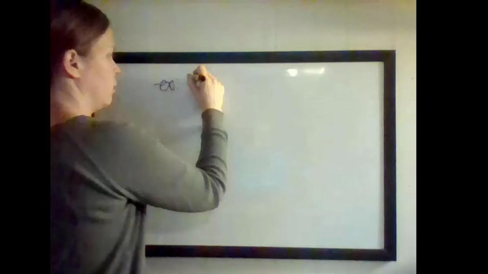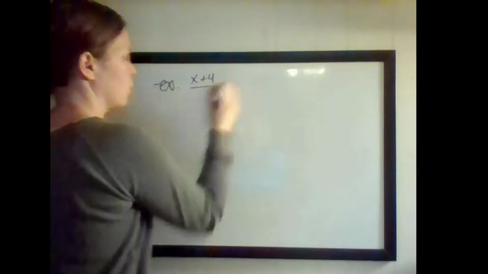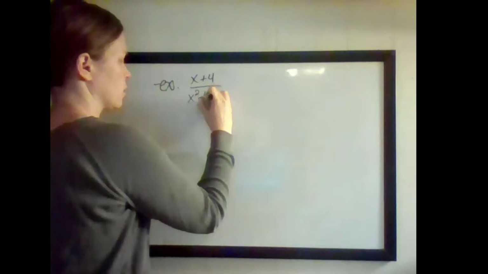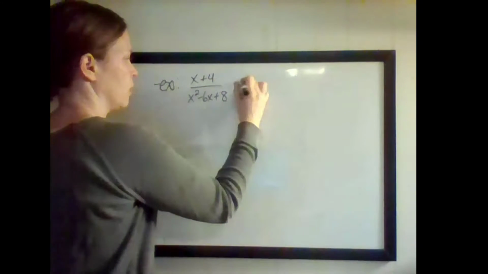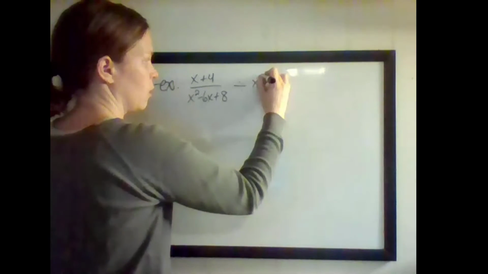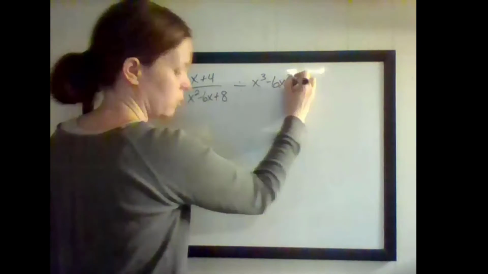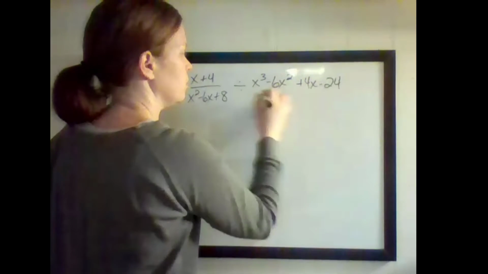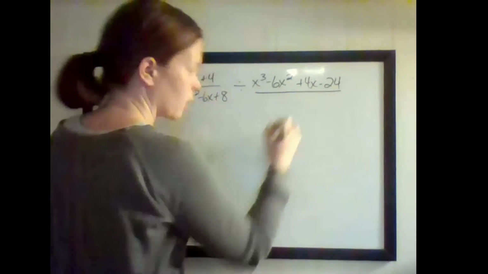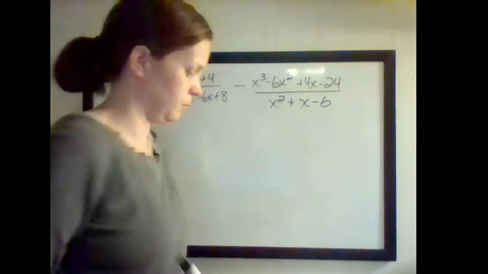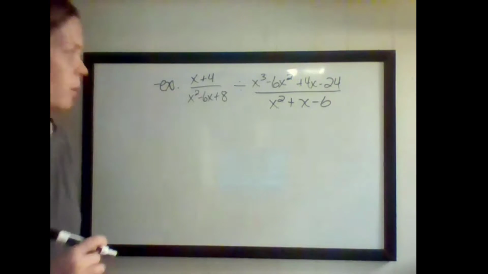Okay, how about x plus 4 over x squared minus 6x plus 8 divided by x cubed minus 6x squared plus 4x minus 24 over x squared plus x minus 6. Kind of give you a little bit of a bigger one.